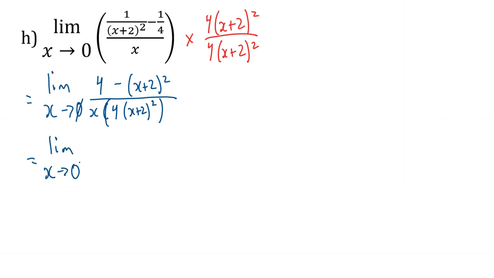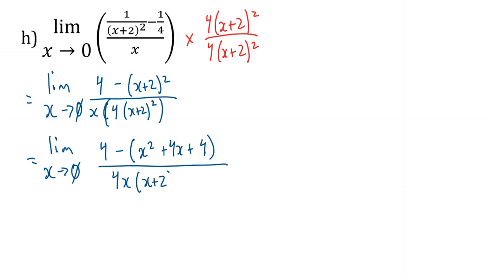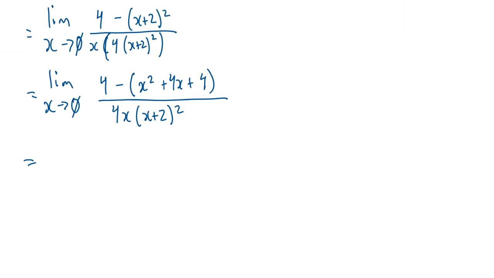So the limit as x approaches 0. On top, I'm going to do this slowly. 4 minus x squared plus 4x plus 4 over, I'm just going to rewrite this, 4x times x plus 2 squared. Now look at this. This is 4 minus 4. And then minus x squared minus 4x. So I get the limit as x approaches 0 of negative x squared minus 4x.